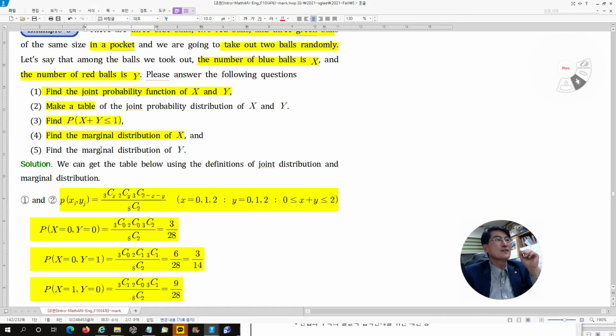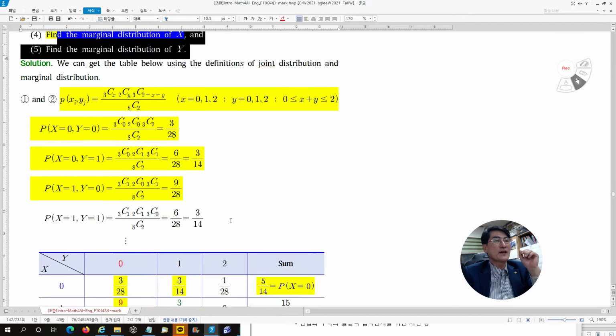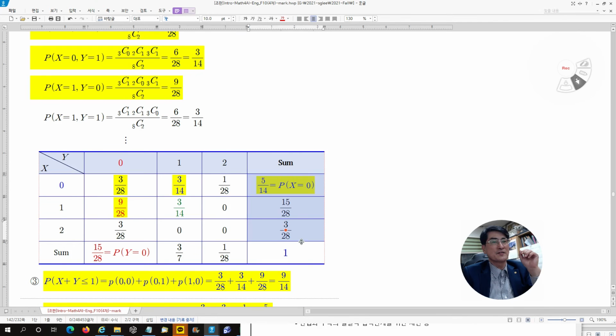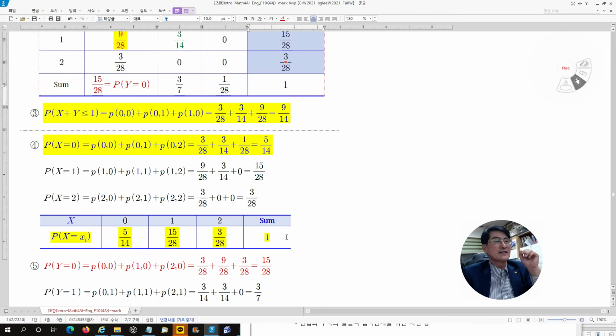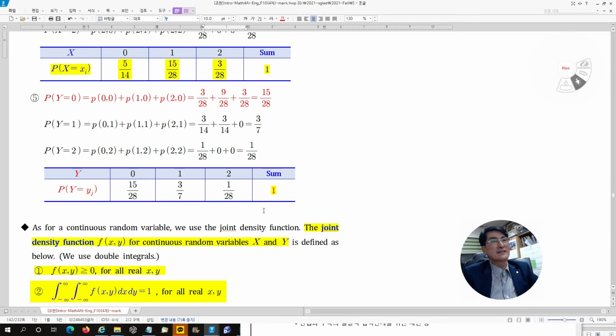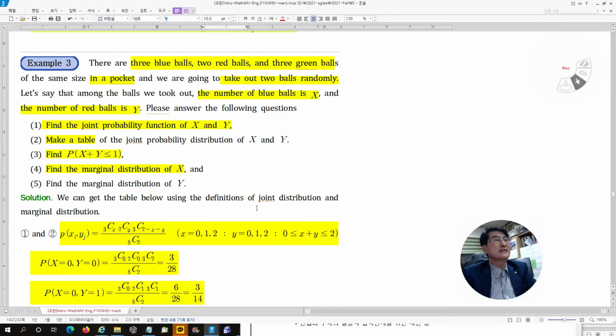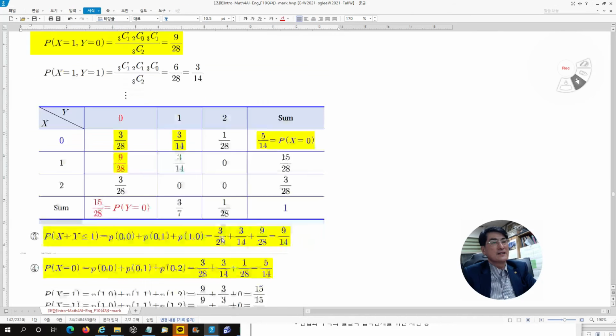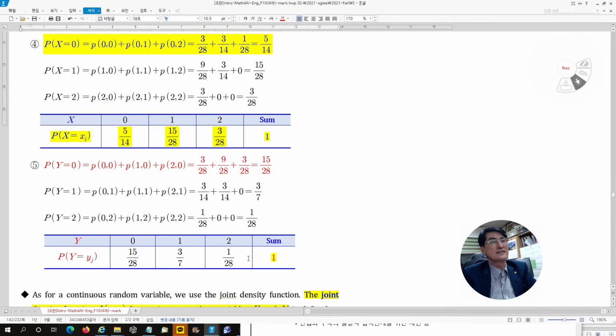Next, we are looking for the marginal distribution of x. These are the marginal distribution of x, and these are the marginal distribution of y. Okay. That's what we found. I think that's it. So this is the marginal distribution of x, and this is the marginal distribution of y.